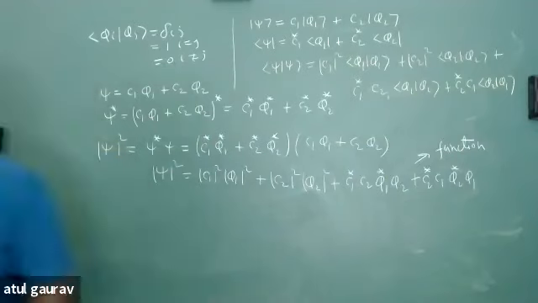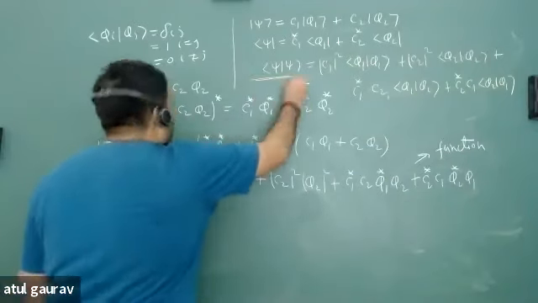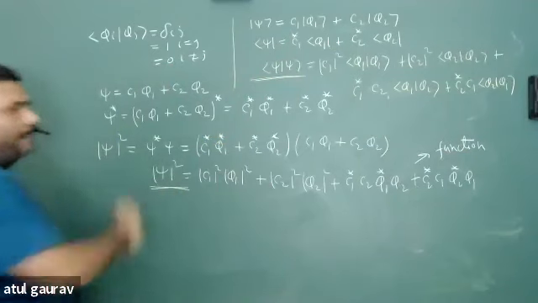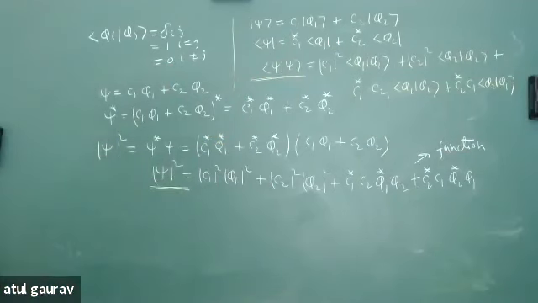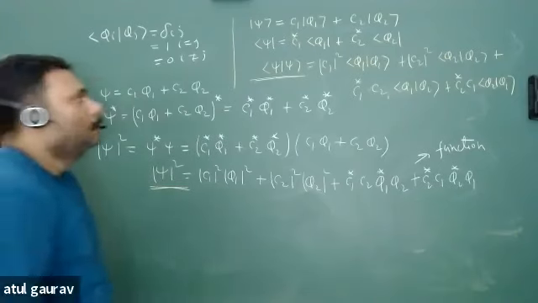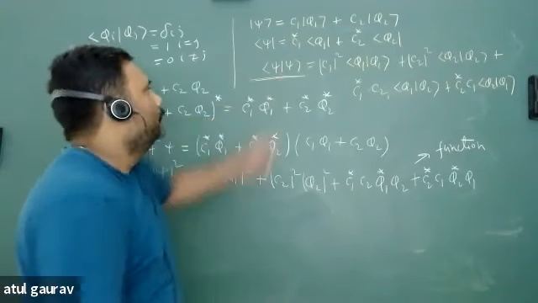Can anybody tell me whether this one and this one are the same thing or different things? Same. That is the actual problem. So what is this thing? This thing is a number.